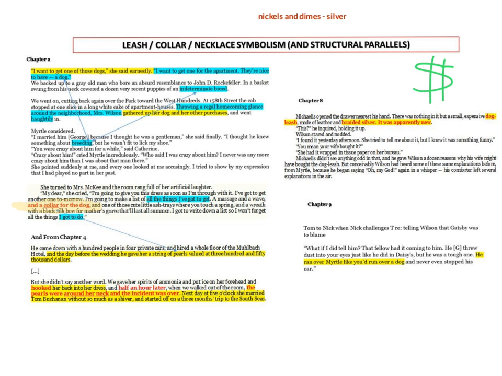Now, two of these quotes in blue could easily have been yellow, I guess. Remember I said they're interrelated and exchangeable, these sort of colourings, but let's look at these two. "I want to get one of those dogs for the apartment. They're nice to have a dog." And then later on we get in a bit of dialogue, "I'm going to make a list of all the things I've got to get. I've got to write down a list so I won't forget all the things I gotta do."